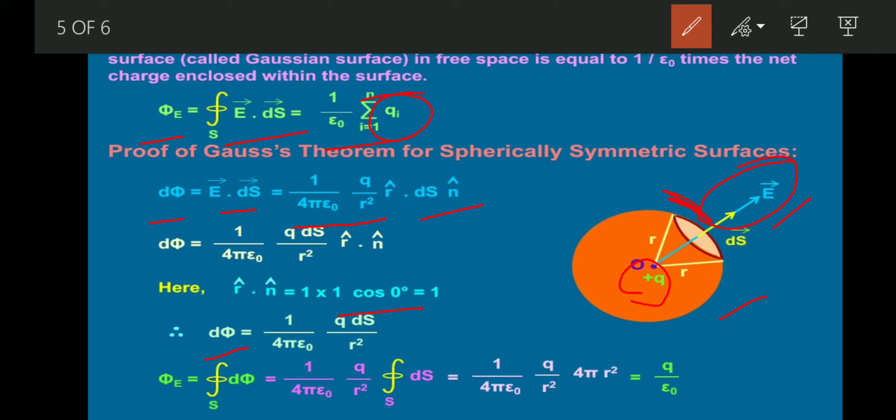ds upon r square. Now this flux is through this small surface, and we have to find the electric flux through the whole given surface. So phi will be equal to integrating d phi, substituting the values, that is 1 upon 4 pi epsilon naught q upon r square will be taken outside and the integration will be of ds. So, small surface is ds, integrating over the whole surface, the surface area of this will be equal to 4 pi r square. Cancelling the terms, we will get q upon epsilon naught. So, this is the mathematical formula for Gauss's law, that is phi is equal to q upon epsilon naught.